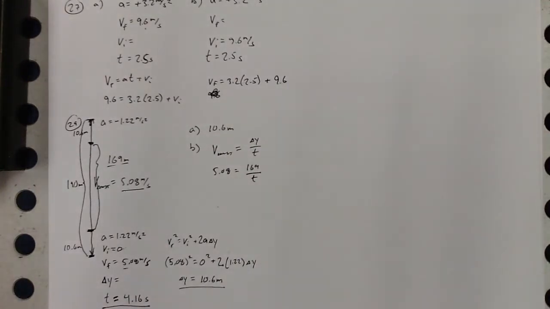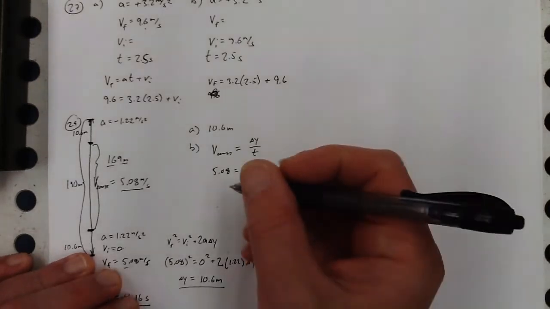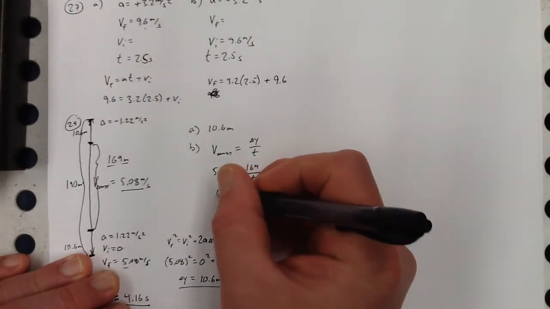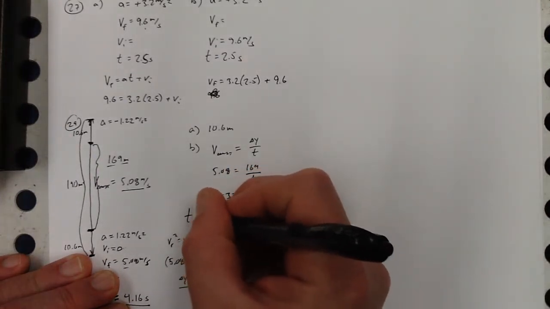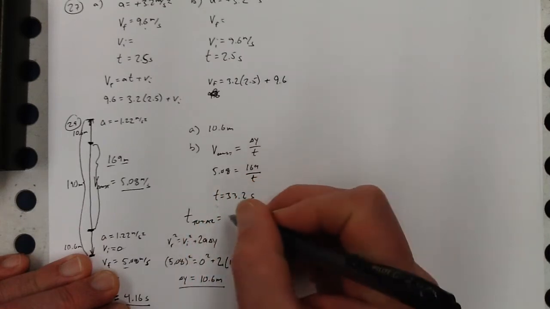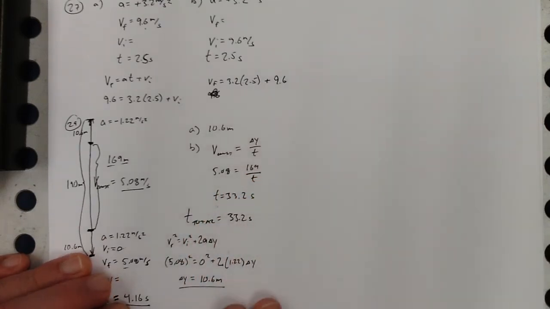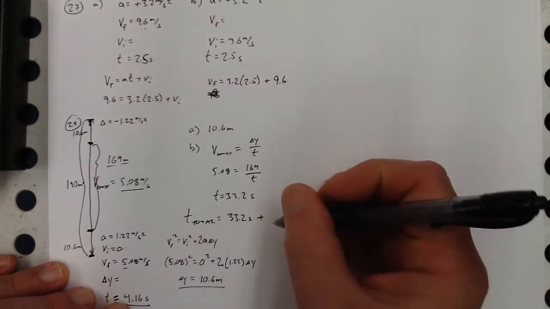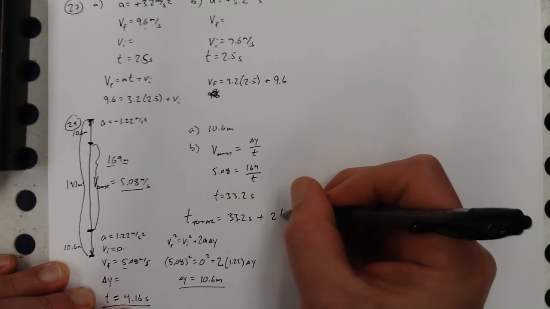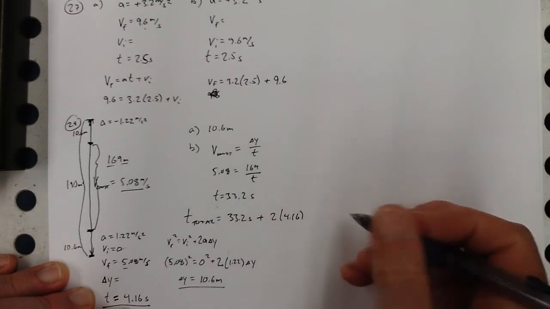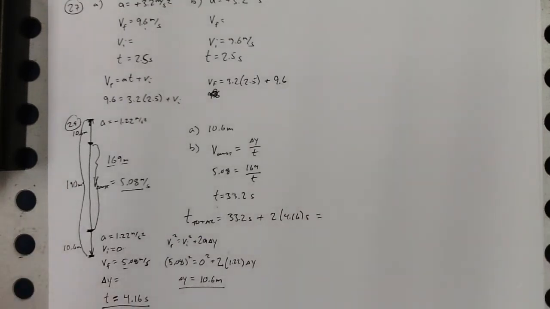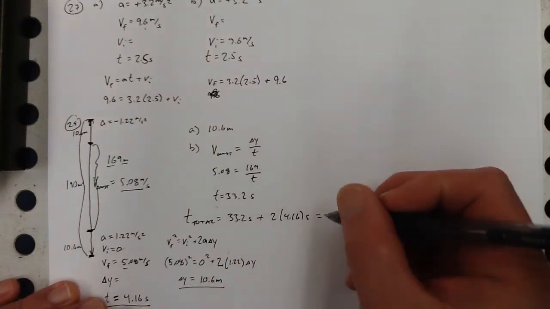A little bit of baby algebra, and I'm going to get about 33.2 seconds. So my total time is that time that we're just cruising, plus my 4.16 for getting up to speed, plus 4.16 for slowing down. So that's about 41.5 seconds.